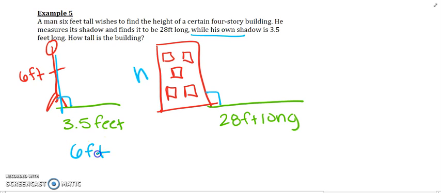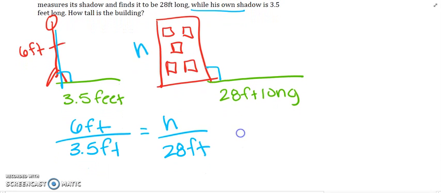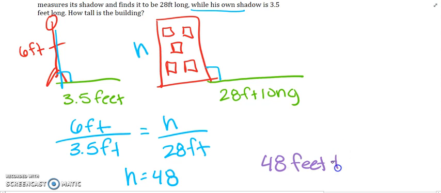If he is 6 feet tall and his shadow is 3.5 feet long, the height of the building is however tall over its shadow. And you can cross multiply and solve, and when you do, you get 48. And so how tall is the building? It is 48 feet tall.